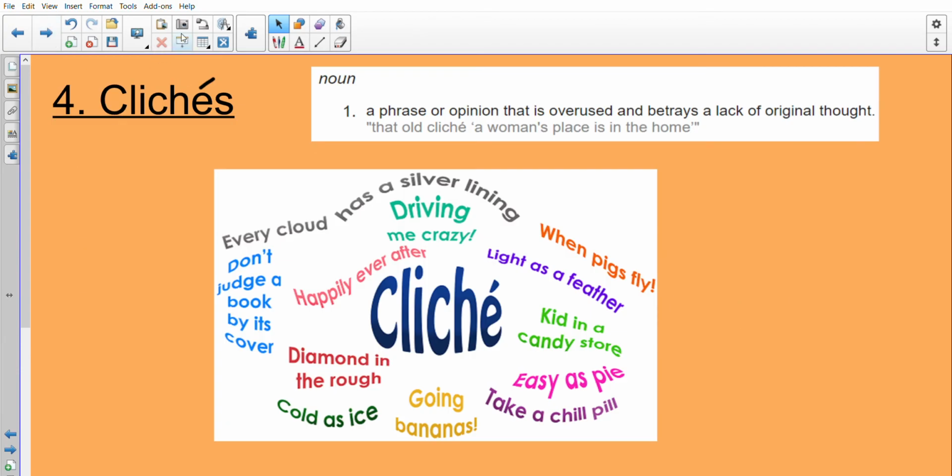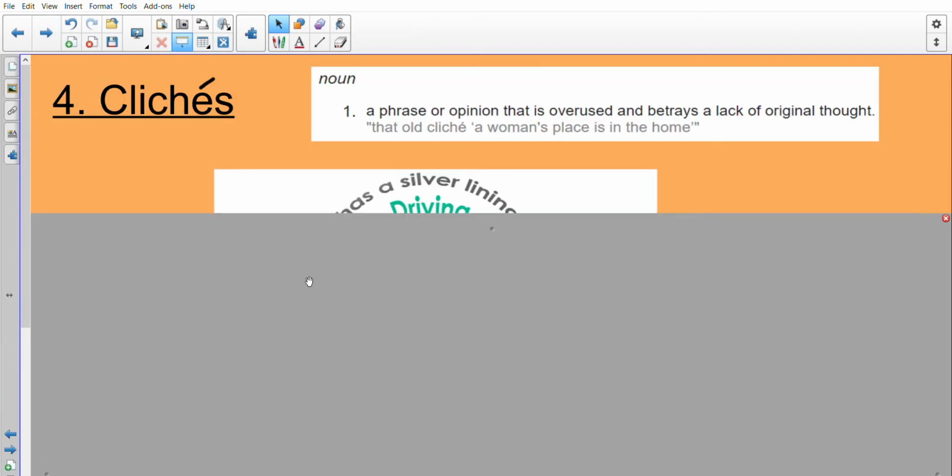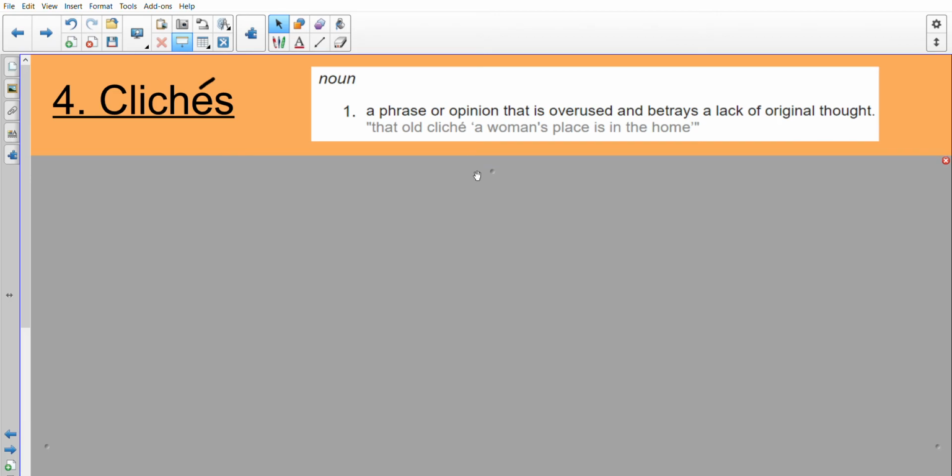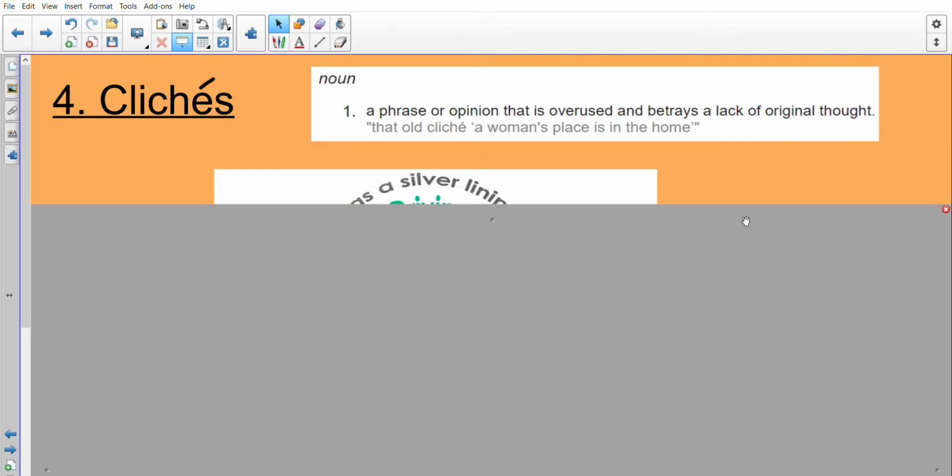So the last one is cliches. So what is a cliche? A cliche is a phrase or opinion that is overused and betrays a lack of original thought. So when people aren't very imaginative, they might use cliches. That old cliche, a woman's place is in the home. Some people believe, there's an old-fashioned belief, that women shouldn't work and that they should stay at home and look after the house. It's an old cliche, isn't it? It's not really true anymore.